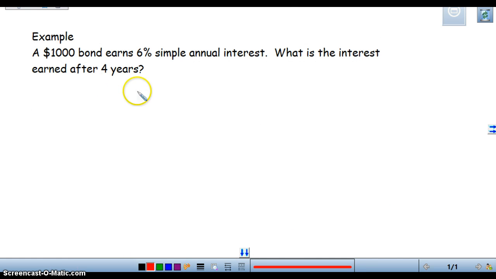To better understand what simple annual interest is and how to use the formula for simple interest, let's try this example. A $1,000 bond earns 6% simple annual interest. What is the interest earned after 4 years? So we said that the formula for simple interest was interest equals principal times rate times time.